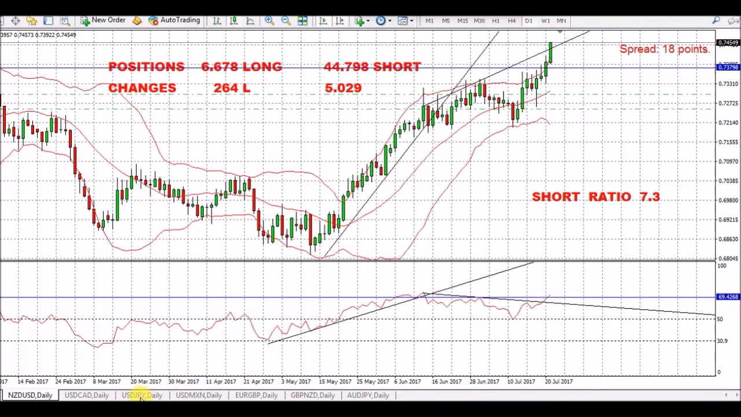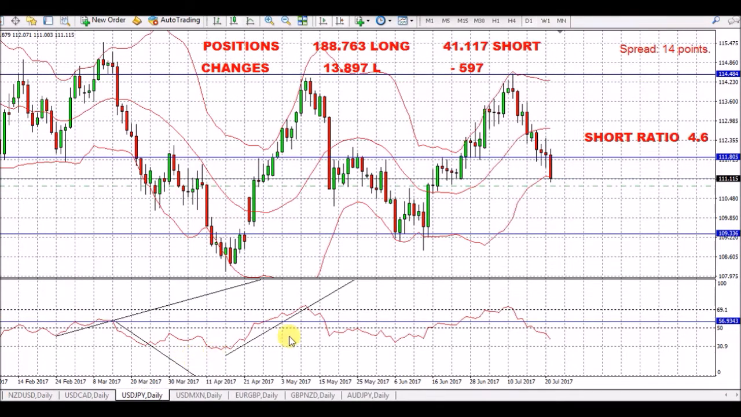The other one we're going to have a look at is the USD JPY. This has had a fall the last 2 trading weeks. It has a short ratio of 4.6 to 1. So that is actually long the Japanese yen, short the USD Japanese yen, the pair. We had 13,000 longs added for the yen, and we're coming back down strongly. We're just at the bottom Bollinger Band there. We're below the 50 on the RSI, and we're heading down.